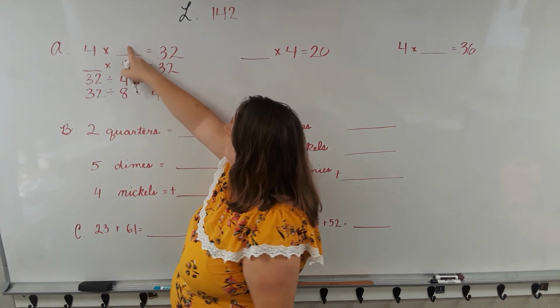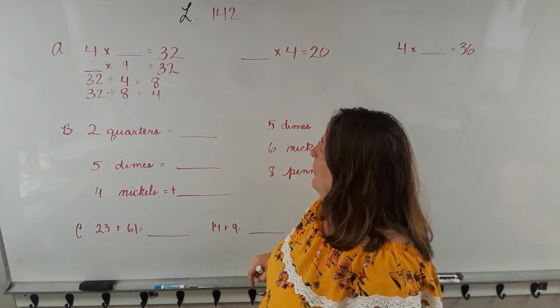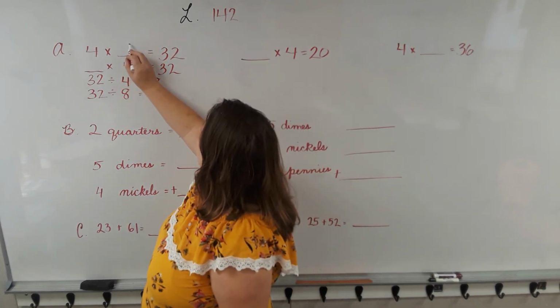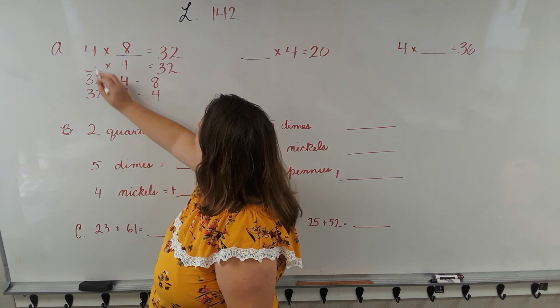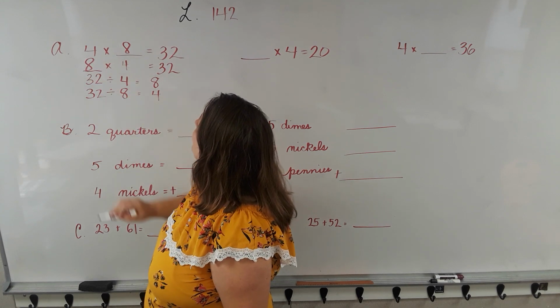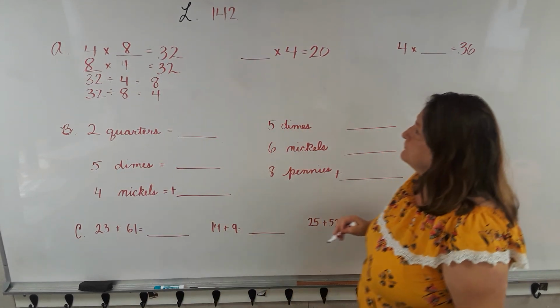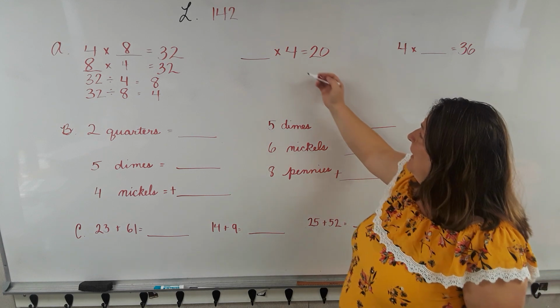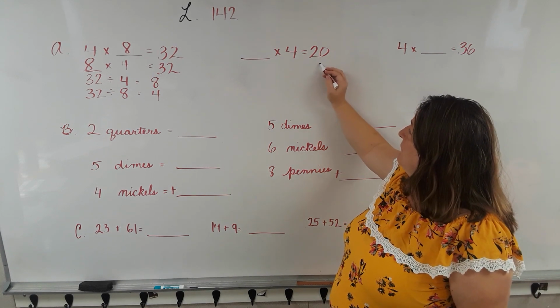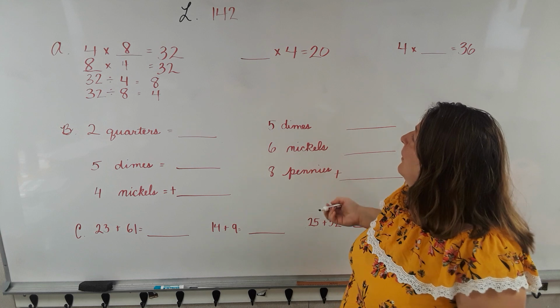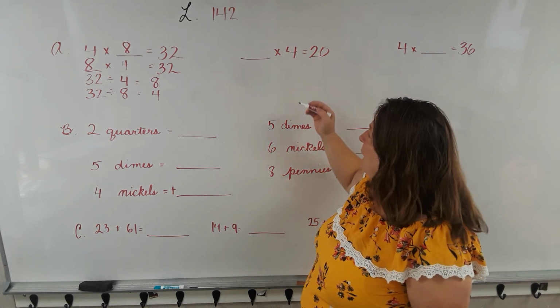So which is the missing factor here? 8. So 8 times 4 equals 32. Same thing here. We could simply divide by 4 here and divide by 4 here. Let's do the entire fact family.